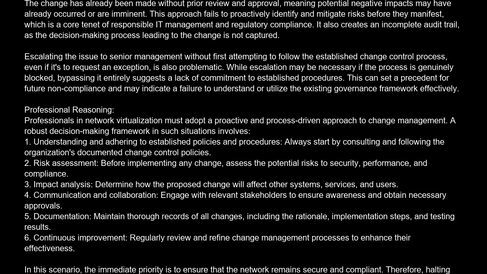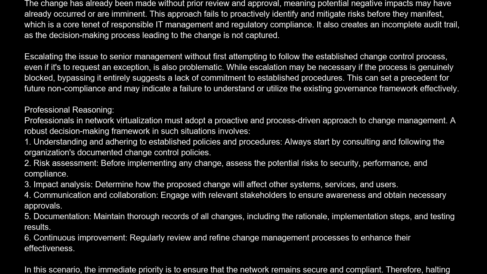The change has already been made without prior review and approval, meaning potential negative impacts may have already occurred or are imminent. This approach fails to proactively identify and mitigate risks before they manifest, which is a core tenet of responsible IT management and regulatory compliance. It also creates an incomplete audit trail, as the decision-making process leading to the change is not captured.